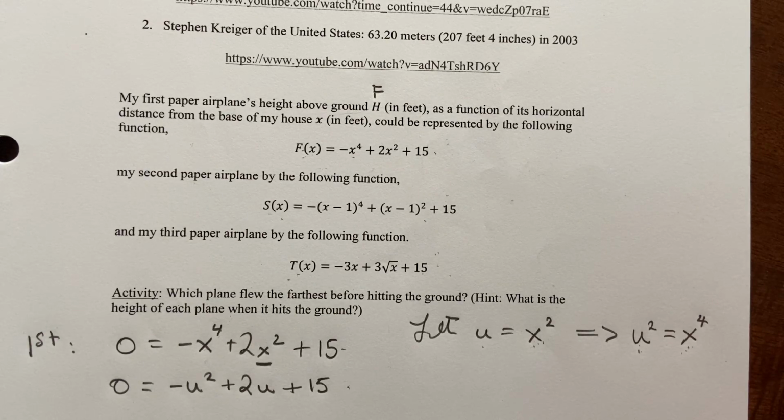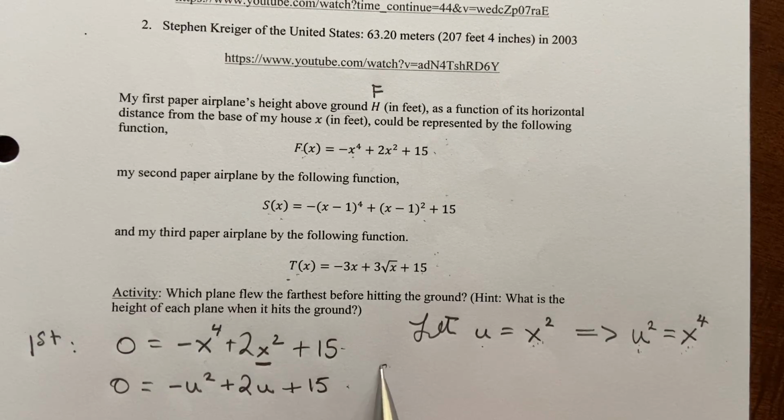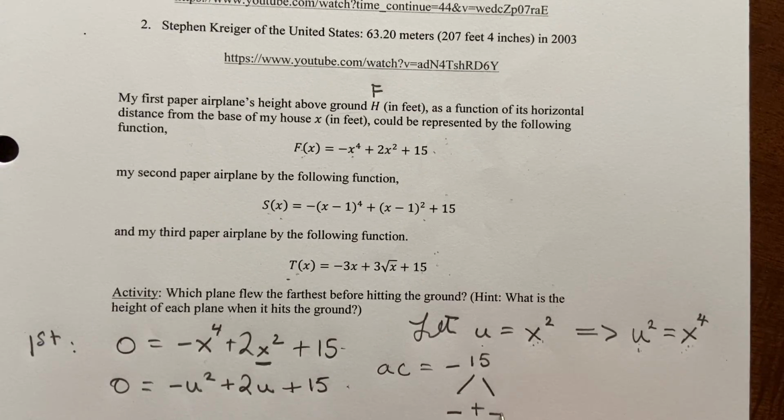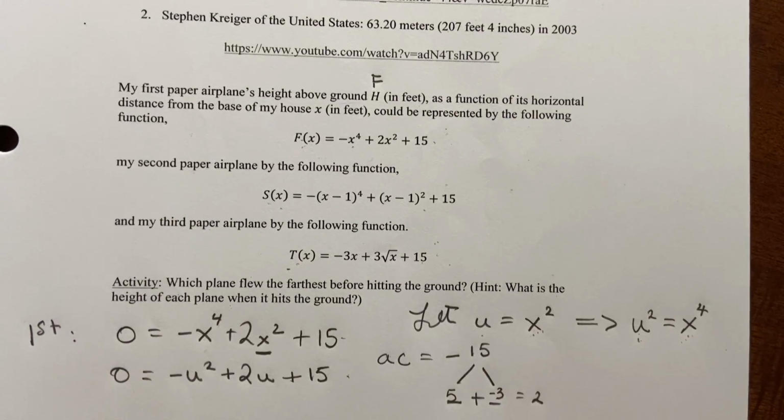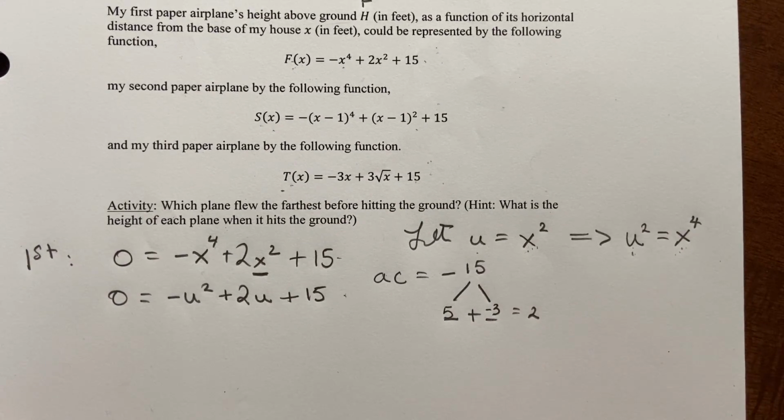It looks like this one may factor, right? So the a times c method, you have negative 15, and then we're looking to add up to a 2. So I could take a positive 5 and a negative 3 to do that, right? So 5 times negative 3 is our negative 15. 5 minus 3 is 2. And now I can go through these grouping steps, right? Because a is not 1, so I do have to go through these grouping steps.